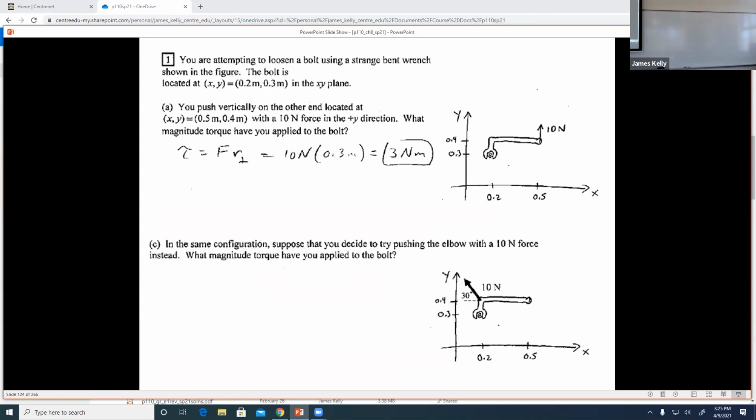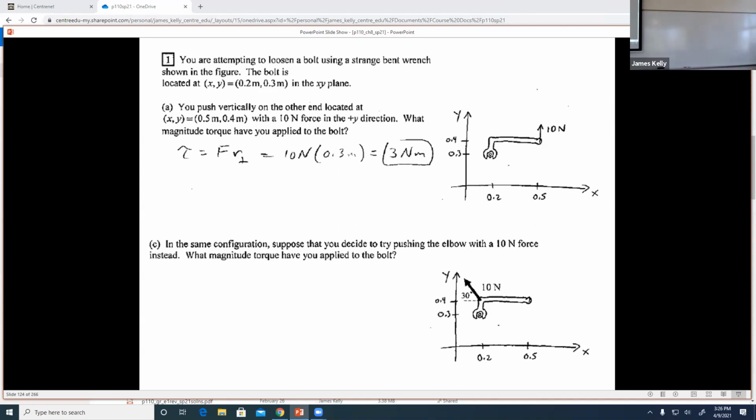Okay, third one, for some inexplicable reason, we decide to apply a 10 Newton force at an angle of 30 degrees from the horizontal at the elbow point. What magnitude torque are we generating here? So again, we're not trying to match the torque we calculated in A, but just saying, what is the torque? What form do you think might be the most useful here? F times R perpendicular, or F times moment arm, R times F perpendicular, or FR sine theta?